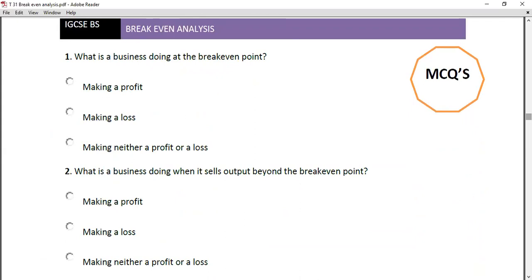Making a profit, making a loss, making neither profit nor loss. Yes, I can see 5-6 answers are there in the chat line. Very good. Yes, answer is number 3. Third one, making neither profit nor loss.